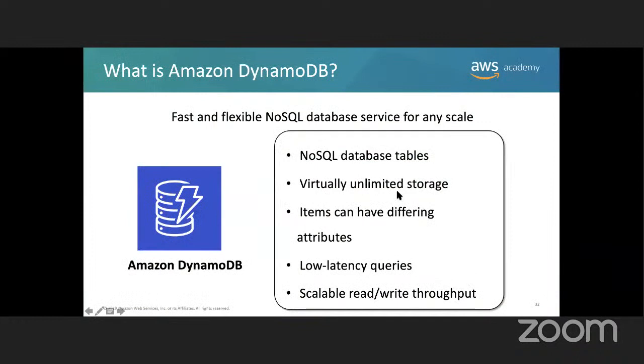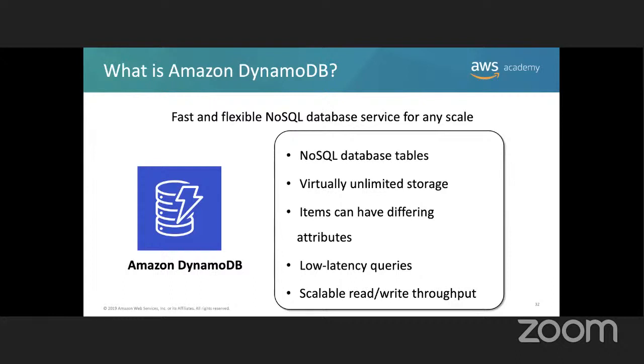So what is Amazon DynamoDB? It's a fast and flexible NoSQL database service for any scale. That's something that is great. It's not subjected to a specific scale, it could be any scale. It has NoSQL database tables, virtually unlimited storage, items can have differing attributes, low latency queries, and scalable read and write throughput. Amazon will manage all the underlying data infrastructure for this service and redundantly stores data across multiple facilities in a native US region as part of the fault tolerant architecture.